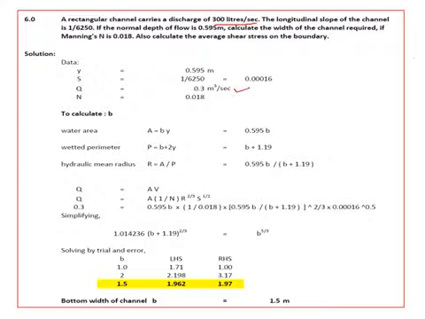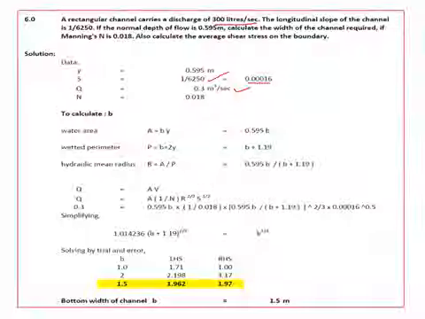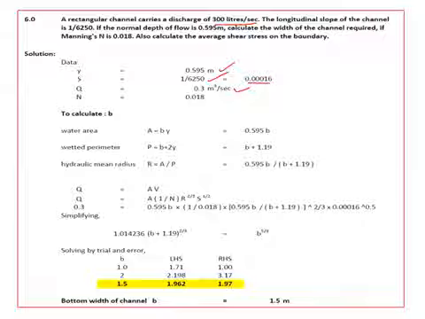So lateral slope is given 1 is to 6250. So therefore divide 1 by 6250, which gives 0.00016. Normal depth of flow is given, that is y is 0.595. You have to calculate what is the width of the channel. So therefore B is unknown here. So you have to calculate B. Manning's n is given, so you should use Manning's equation, 0.018, and also calculate the average shear stress, which is wRS.